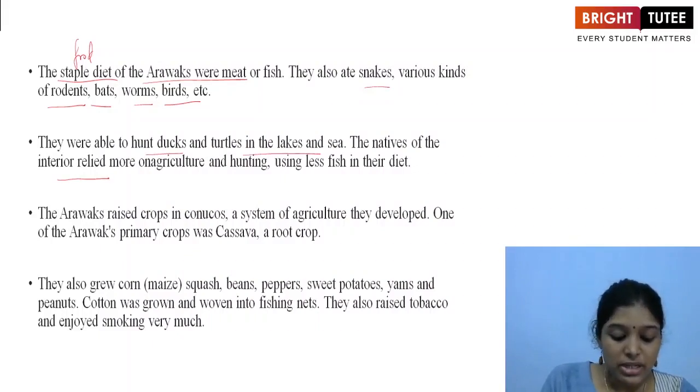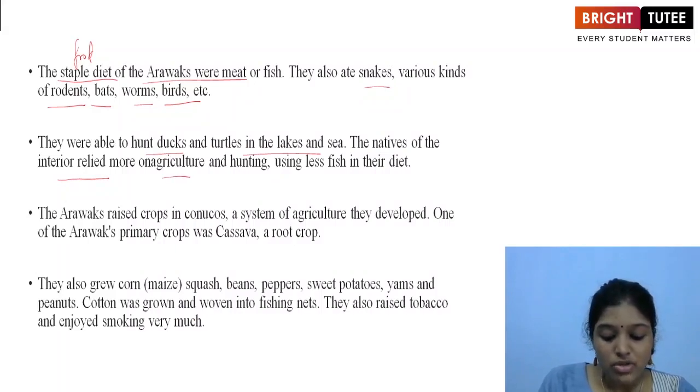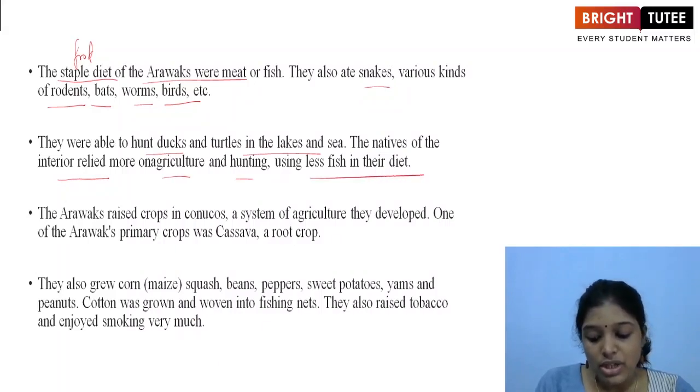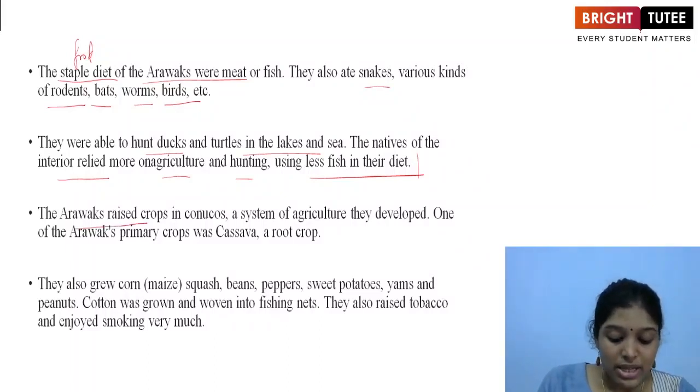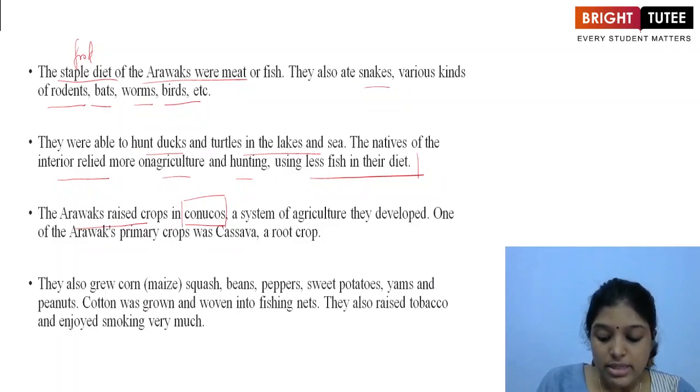The natives of the interior relied more on agriculture and hunting, using less fish in their diet. So those who were near the coastal areas or the river or sea had more fish in their diet, but those who belonged to the interior plain regions preferred agriculture and hunting rather than relying on fish. And Arawaks raised crops in conucos. So this conuco was a system of agriculture they developed.